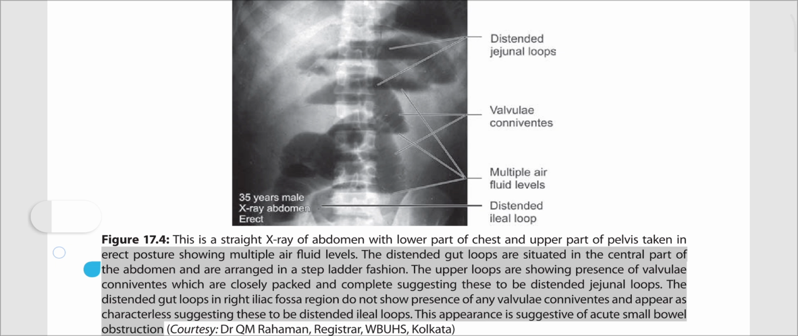The distended gut loops are situated in the central part of the abdomen and are arranged in a step-ladder fashion. The upper loops are showing presence of valvulae conniventes which are closely packed and complete, suggesting these to be distended jejunal loops. The distended gut loops in right iliac fossa region do not show presence of any valvulae conniventes and appear as characterless, suggesting these to be distended ileal loops. This appearance is suggestive of acute small bowel obstruction.